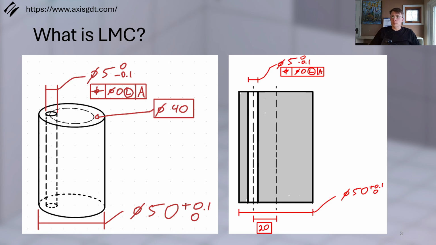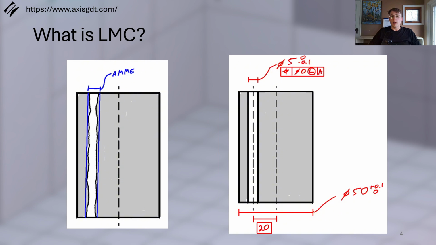And how do we know what the size of a hole is when we're talking about LMC? Well, it's a little bit different when you look at LMC versus MMC or RFS. With LMC, you look at the actual minimum material envelope of the feature. So we take a perfect counterpart and contract it about the hole until it makes full contact. And the diameter of that actual minimum material envelope is the measured diameter.